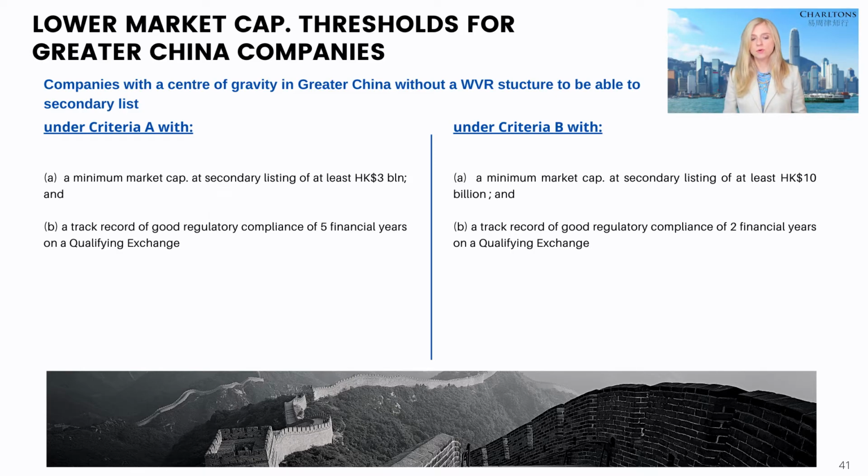However, to avoid the risks of regulatory arbitrage, an application for the secondary listing of a company with a centre of gravity in Greater China, which is primarily listed on a recognised stock exchange, will be considered only in exceptional circumstances on the basis of the company's particular circumstances and the merits of the particular case. These proposals would allow more companies with a centre of gravity in Greater China to secondary list on the exchange.